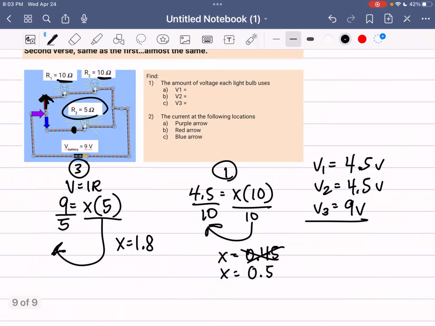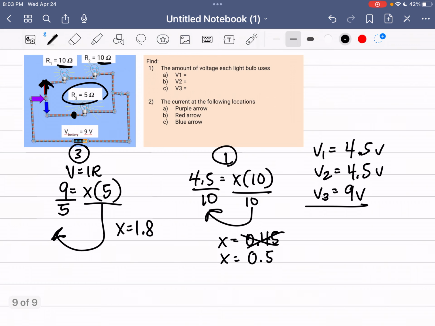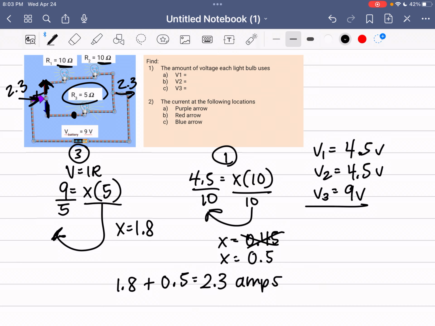Okay? Now, we know that our currents here and here have to add together. So 1.8 plus 0.5 is 2.3 amps. And what goes in 2.3 must come out 2.3. And that's it for this one.